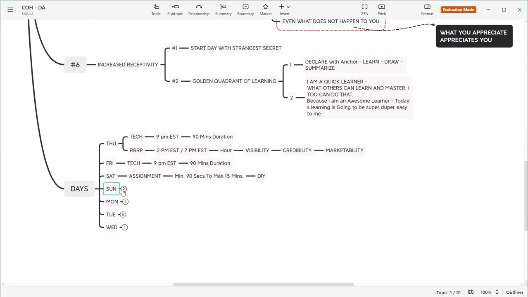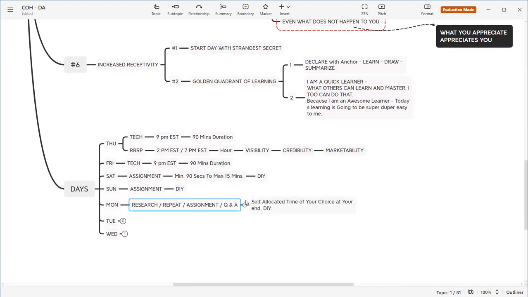This is DIY. Sunday is going to be again an assignment day. Whatever you have learned on Thursday and Friday, you are going to post on Saturday and Sunday. In case you could not do that, then you have another day, Friday, that you can do it, and also you can repeat the recording and all. These are again DIYs that you can do with the self-allocated time.